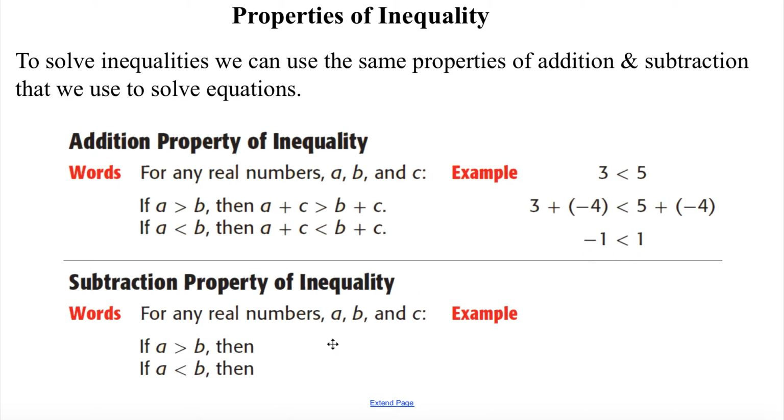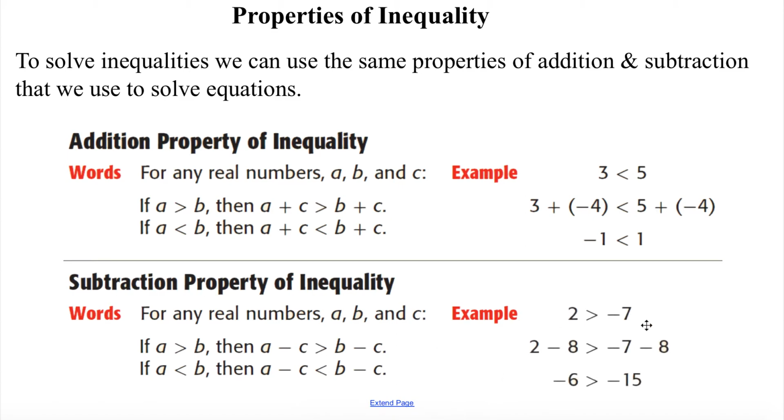Same thing holds true for subtraction. Starting with the same inequalities, if we subtract a number from both sides, we still get a true statement. Here's an example. If 2 is greater than -7, which it is, and we subtract the same number from both sides, then it says -6 is greater than -15, which is true.